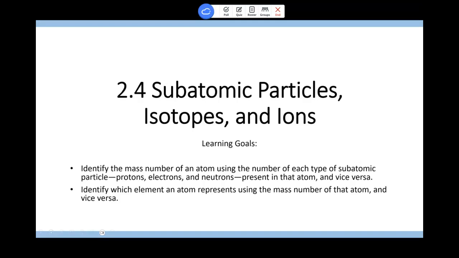Okay, moving on to subatomic particles, unless we have any questions. Okay.